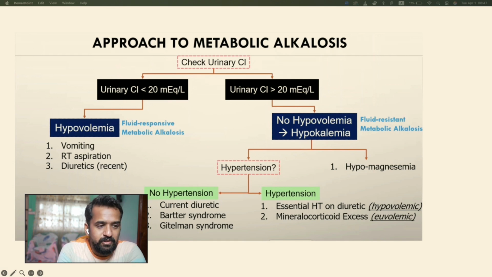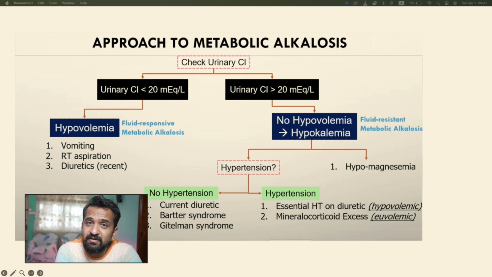The approach to metabolic alkalosis depends like this. I will check the urinary chloride and see how much my urine chloride is. It's very easy to do, even your machines can do it. Your lab tech just needs to know which machine to use for the urine electrolytes. So if urine chloride is less than 20, it means this patient is hypovolemic in the context of metabolic alkalosis. And this hypovolemia, which is fluid responsive, is due to vomiting, maybe RT aspiration.